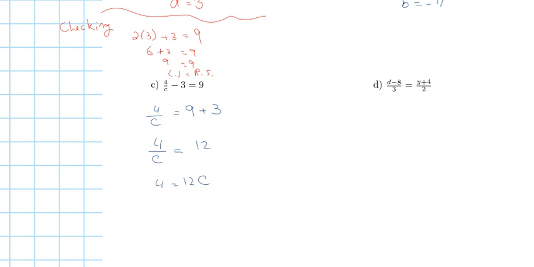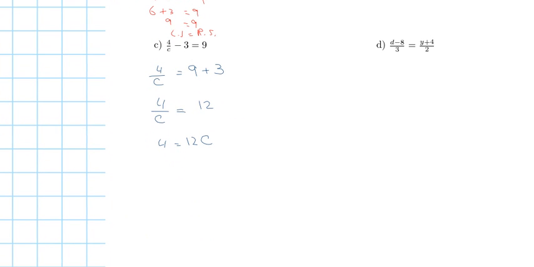Now, my C is over here. I want to isolate for it. I have to bring the 12 over, and it's going to become 4 divided by 12 equals C, which is 1/3. Okay? When my variable is in the denominator, I cannot move my numerator. Okay?